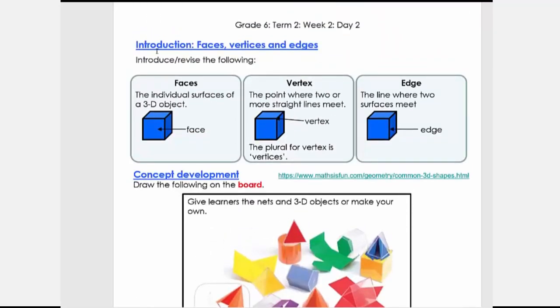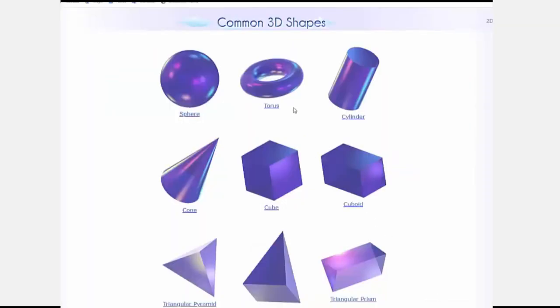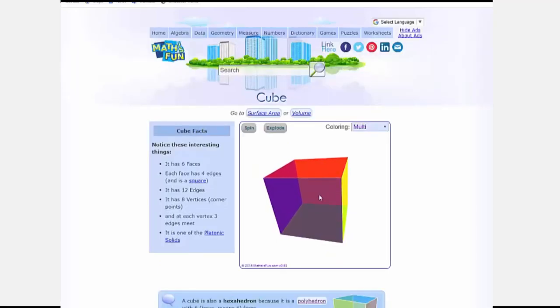So what we're going to do today is look at faces, vertices, and edges. But before I do this, I quickly want to show you a very interesting website where we're going to look at these different 3D objects. So I'm going to click on a cube. Now you will see that this cube is spinning.